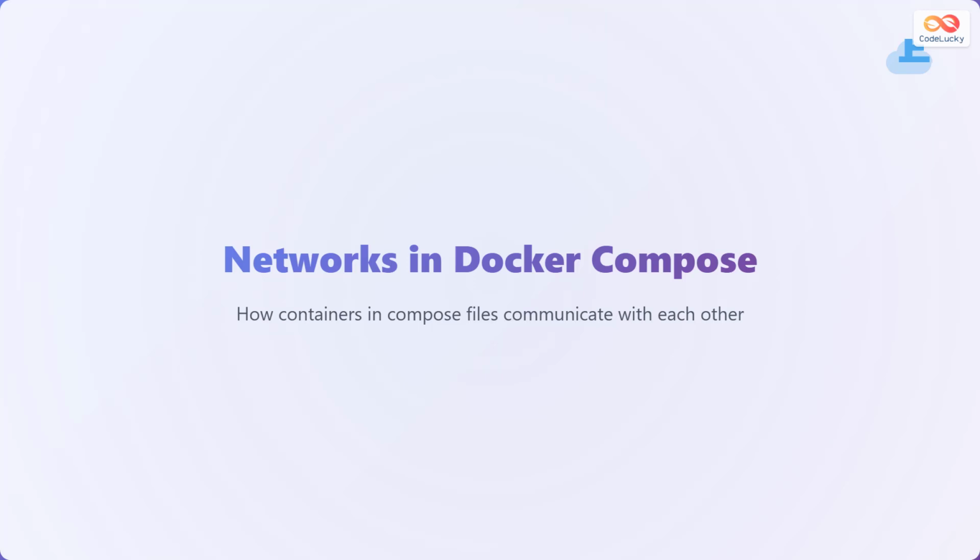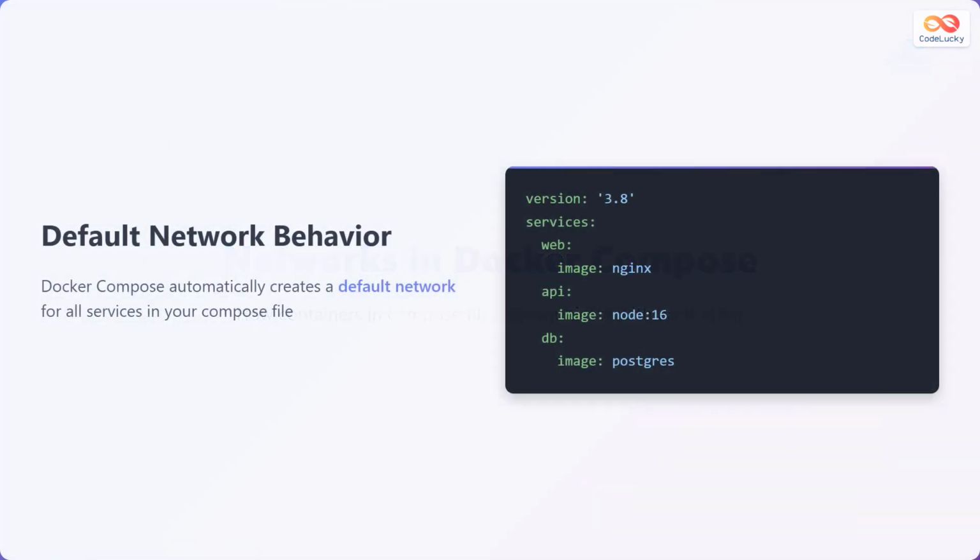In this video, we are going to explore networks in Docker Compose and how containers within Compose files communicate with one another. Docker Compose automatically sets up a default network for all the services defined in your Compose file. Look at the code snippet. Here we have a Compose file defining three services: Web, API and Database. All of these services will automatically be part of the same default network.